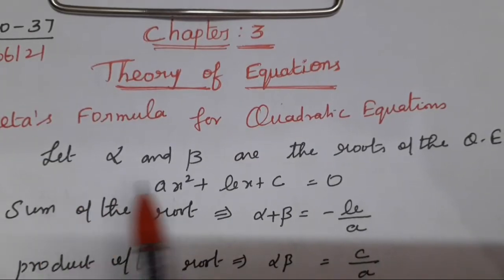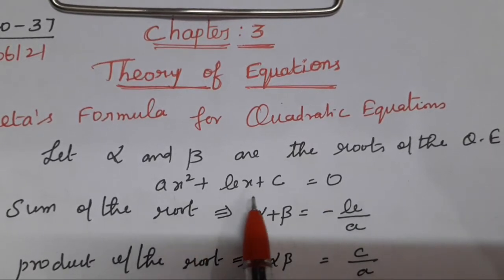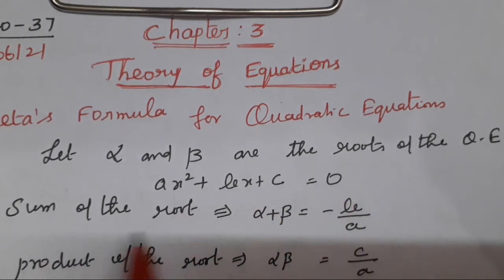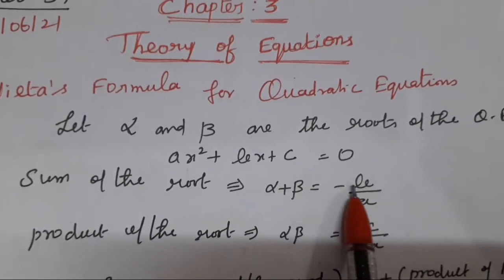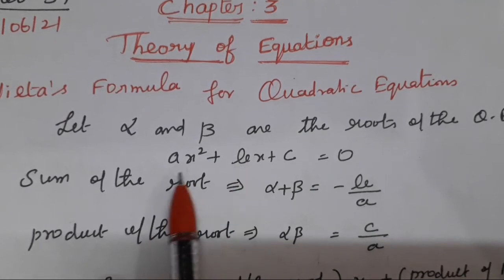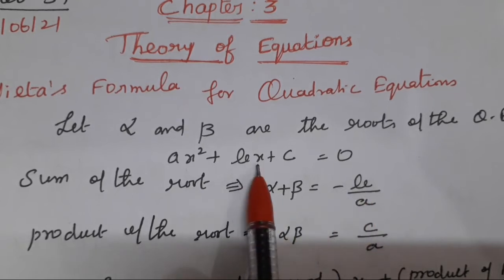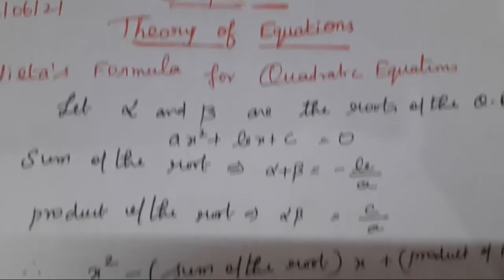Now listen. Let alpha and beta be the roots of the quadratic equation ax square plus bx plus c equal to 0. This is a quadratic equation, already studied in the 10th standard. Sum of the roots is alpha plus beta equal to minus b by a. What is b? b is the coefficient of x, and a is the coefficient of x square. That is minus coefficient of x by coefficient of x square. Simply we say minus b by a.